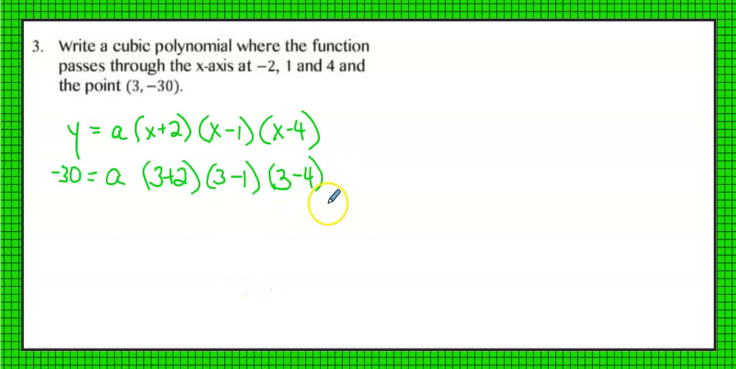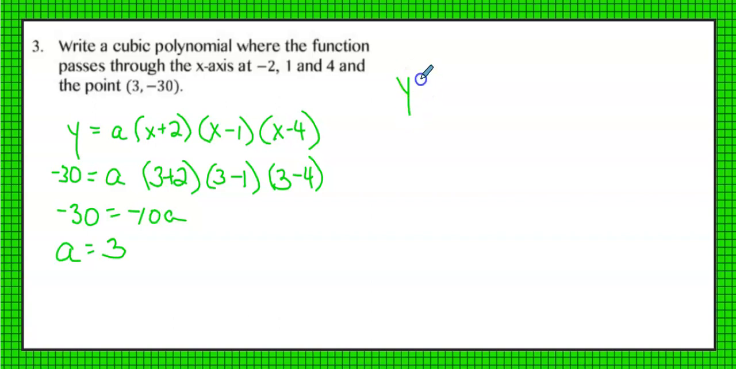Sorry about that, I had to rewrite this. Okay, so 3 plus 2 is 5, 3 minus 1 is 2, so that's 10. 3 minus 4 is -1, so 10 times -1 is -10. That means -30 equals -10a. Divide by -10, a equals 3. So again, we're going to write this in intercept form and leave it that way. I will give you the answer in standard form though.